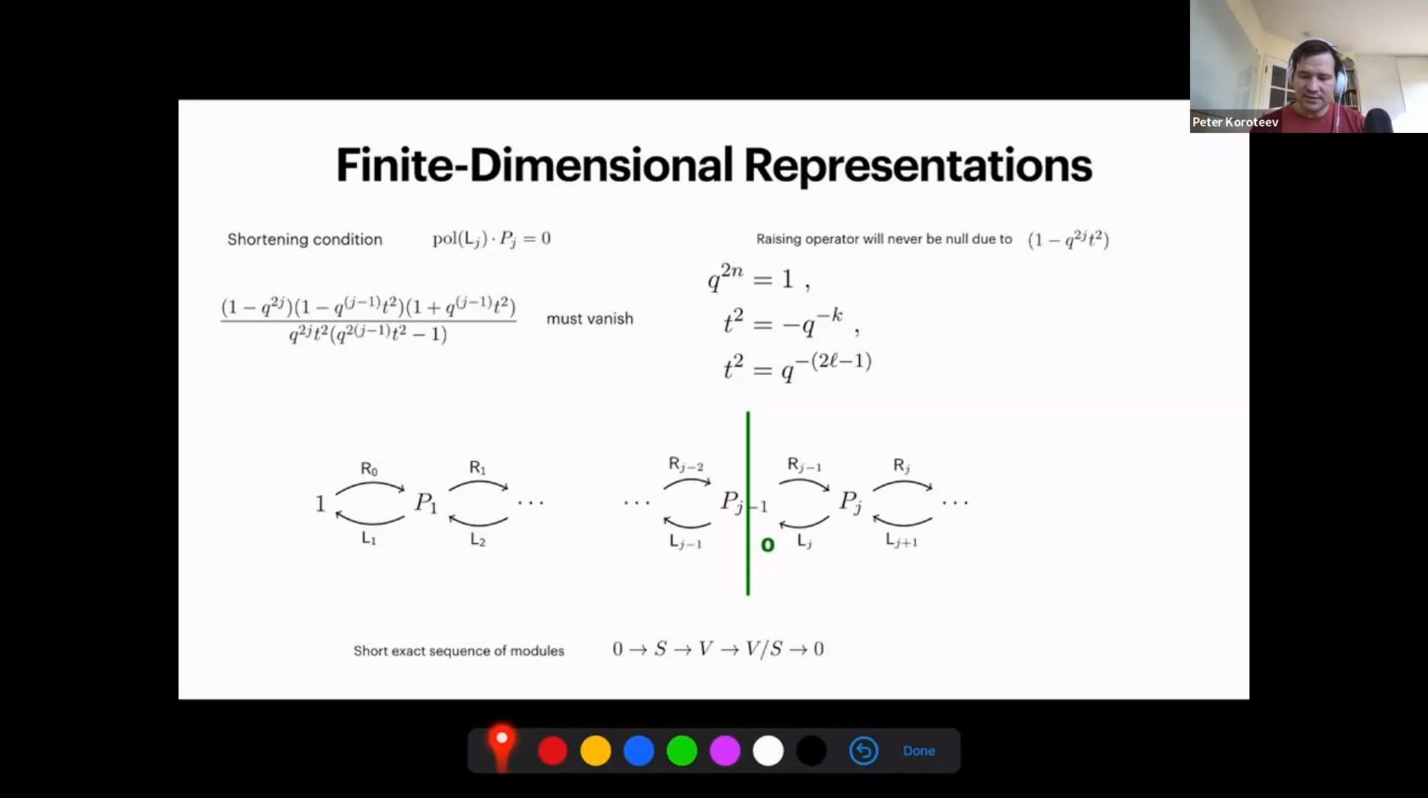And when this happens, you act with a 0, so the representation truncates, and then you have this short exact sequence. If V is the whole infinite module, you get a submodule S, which is also infinite, and you get the factor V mod S, which in this case is finite dimensional, of dimension J. So there are exactly J polynomials over here, and that's what we're trying to understand.